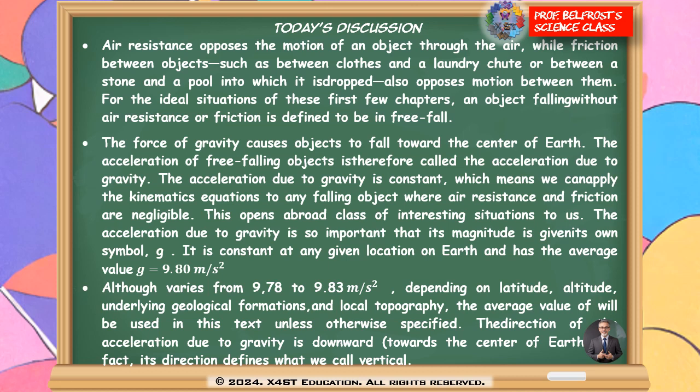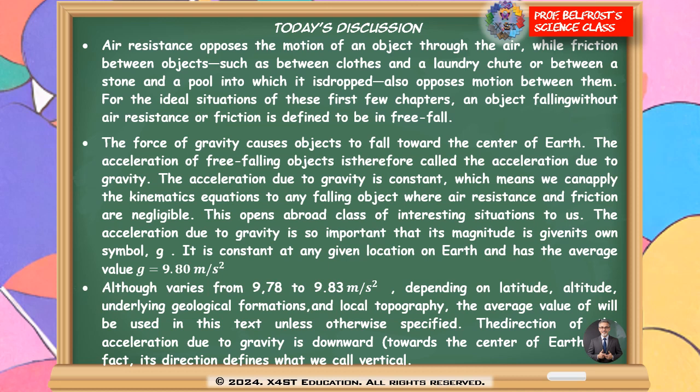Okay. So air resistance opposes the motion of an object through the air, while friction between objects, such as between clothes and a laundry sheet, or between a stone and a pail into which it is dropped, also opposes motion between them. Okay. But this will not come now. It will be our discussion for later.